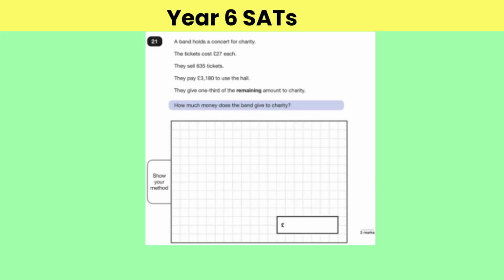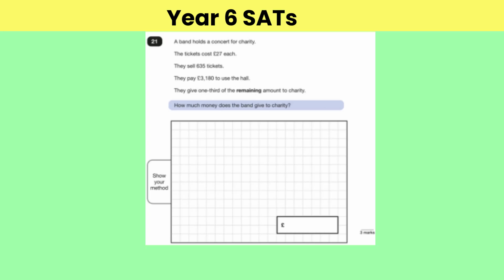Question 21. A band holds a concert for charity. The tickets cost £27 each. They sell 635 tickets. They pay £3,180 to use the hall. They give 1/3 of the remaining amount to charity. Remaining is in bold, so we need to take account of that. That means after they've paid the £3,180 from the ticket sales, what is remaining, they calculate 1/3 of it. How much money does the band give to charity?